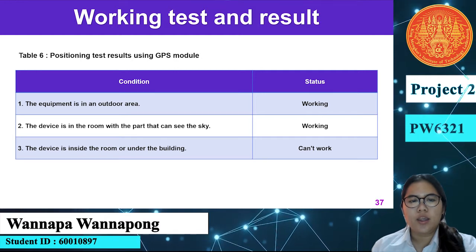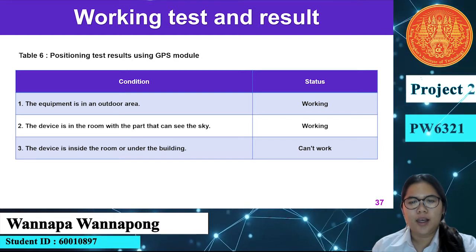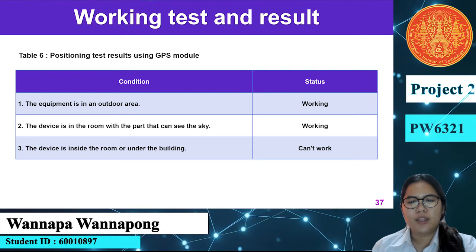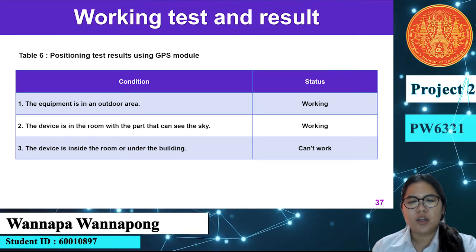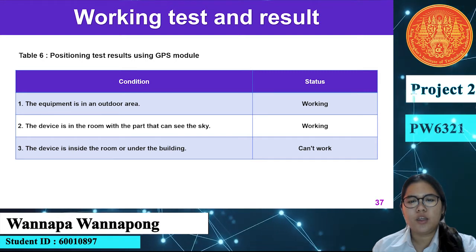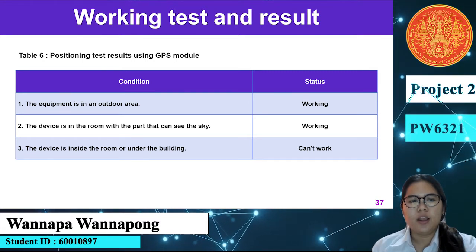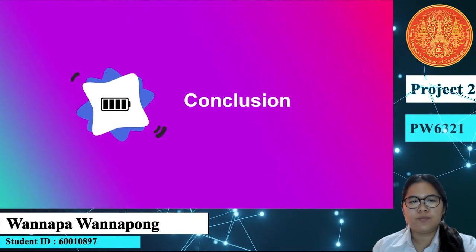The GPS module can work in outdoor areas and rooms with a part that sees the sky, but the GPS module can't work inside the room or under the building, where it can't see the sky. Let's move on to the conclusion.